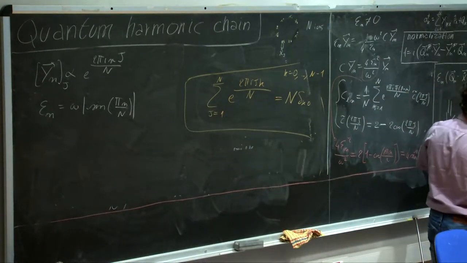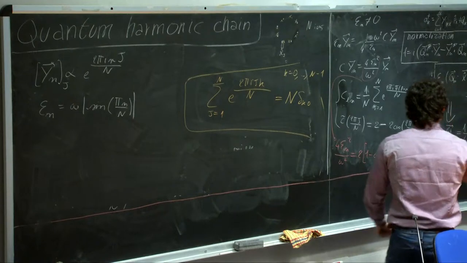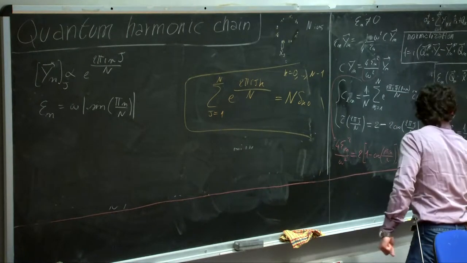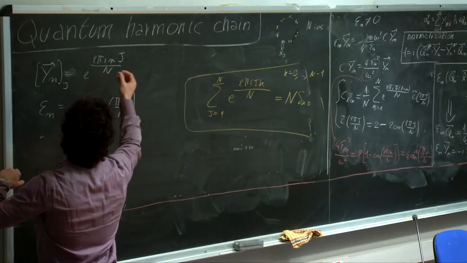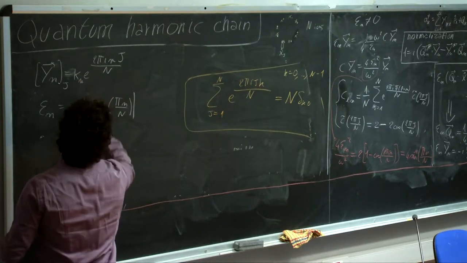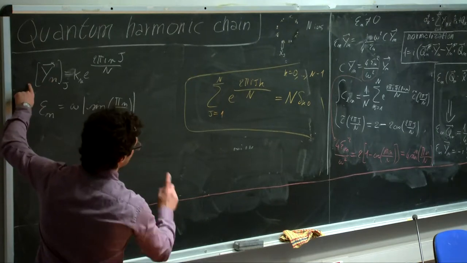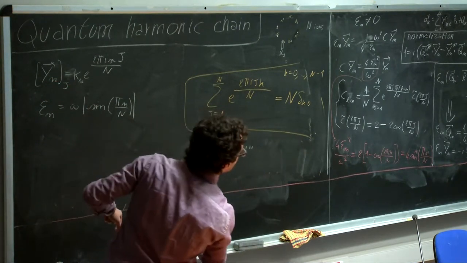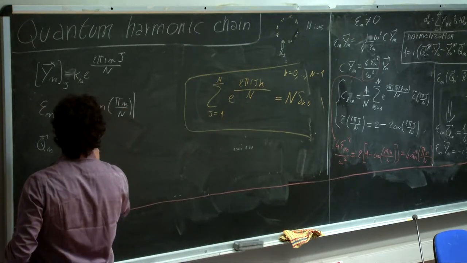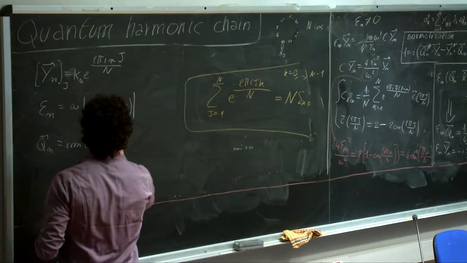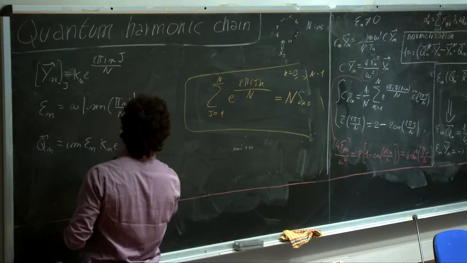But now, from this equation, we can get qn, because we need both. From this equation it's easier. And so we have the Qn. Let's put here some constant, which could depend on n. So we apply this expression there, and we find that the Qn is equal to i m epsilon n times this constant kn, e to the 2 pi i n j over capital N.